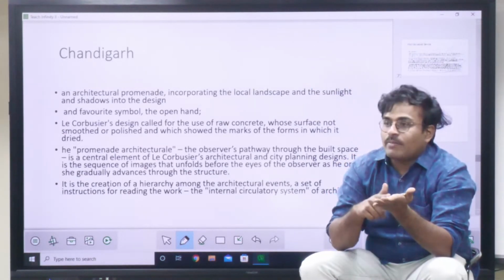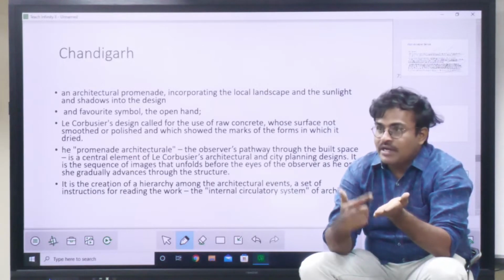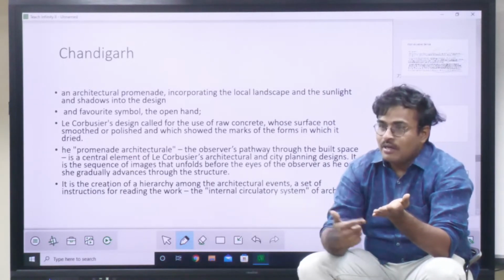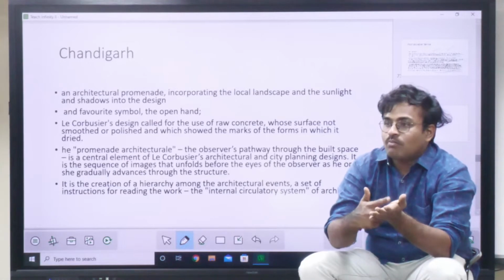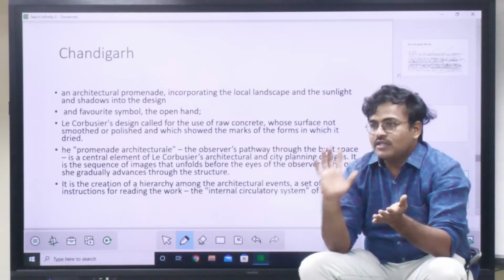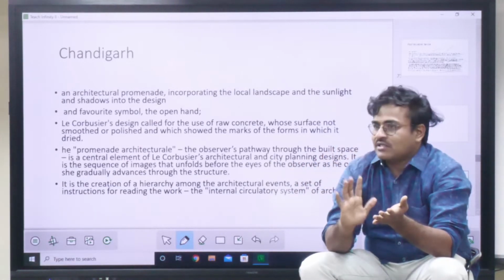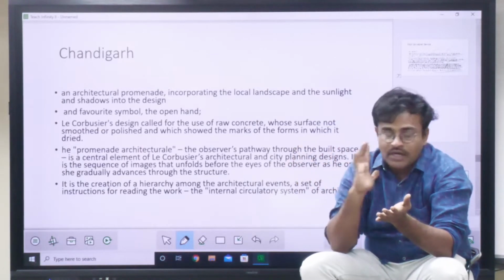So this is known as the promenade architectural style, wherein the buildings are hidden from plain eyesight initially, but as a person goes into the interior, more and more buildings will open up for him. This architectural style is known as promenade architectural style. This is something which he was the one who developed.